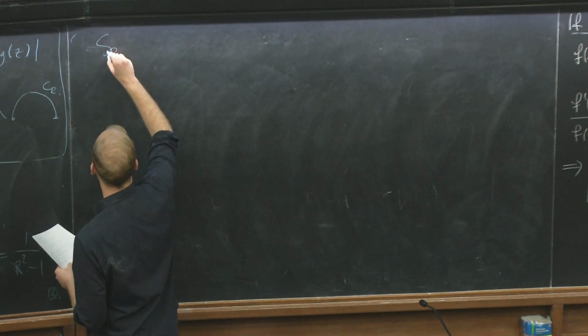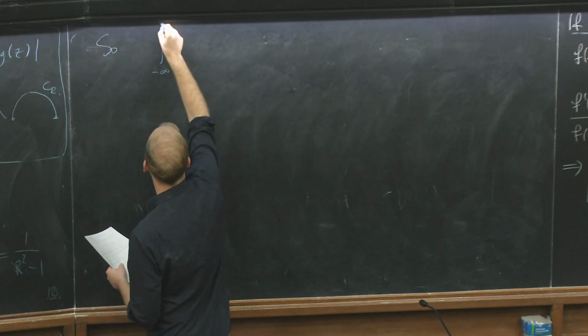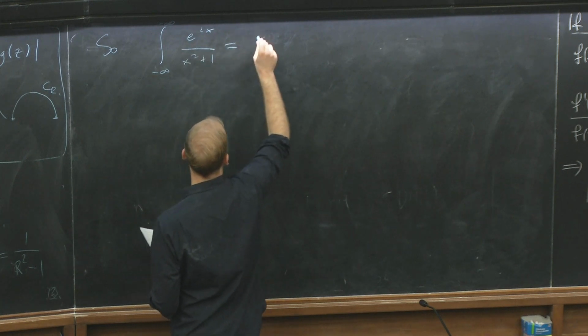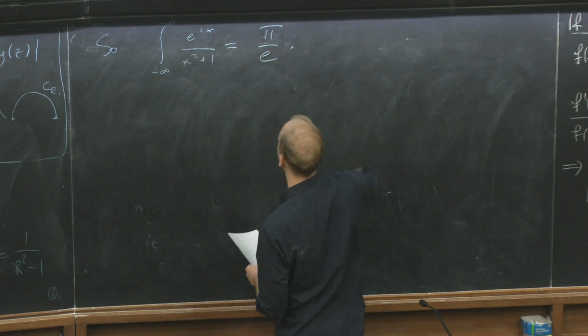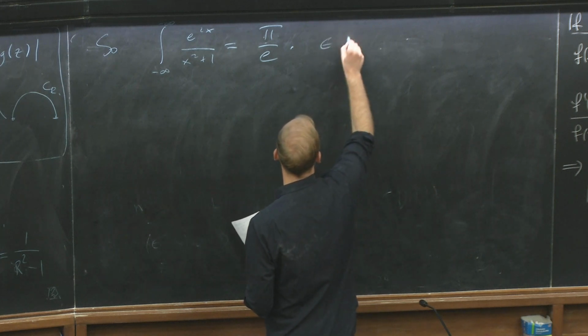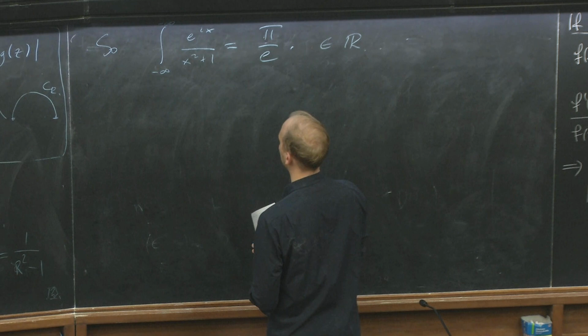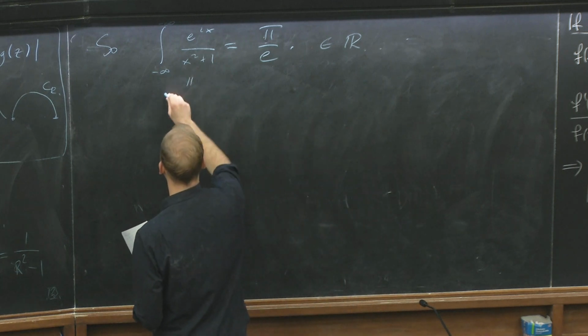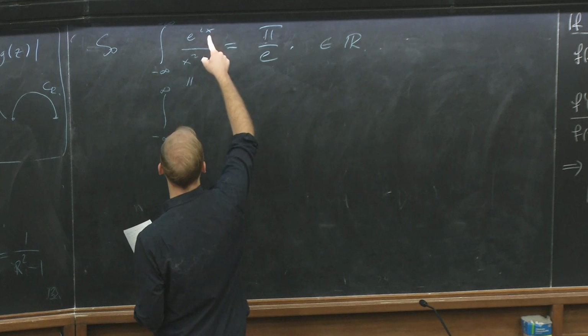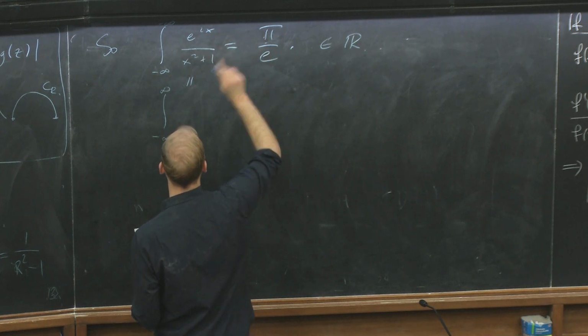Okay, so I know that this integral of e to the ix over x squared plus 1 is equal to pi over e. And we note that this is a real number, right? And this is equal to the integral, so e to the ix is just cosine x plus I sine x.